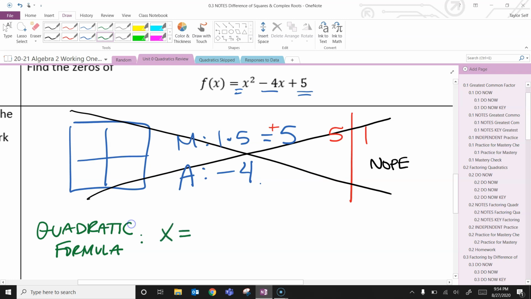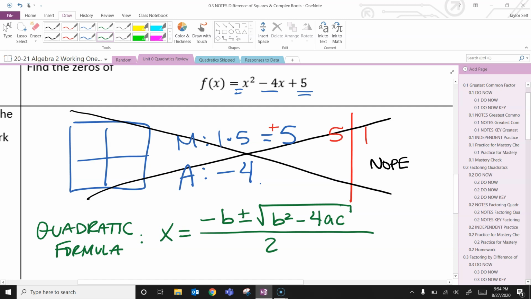It's x equals negative b plus or minus the square root of b squared minus 4 times a times c, all over 2a. Sweet. And what does it mean by a, b, and c? These a's, these b's, these c's, those are these numbers. So we're just going to plug in. For this problem that we just tried, a equals 1, b equals negative 4, and c equals positive 5.